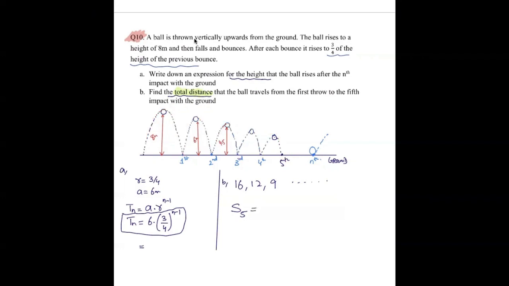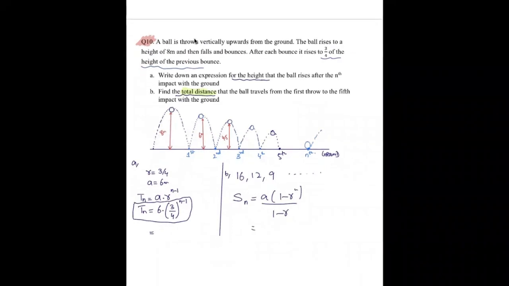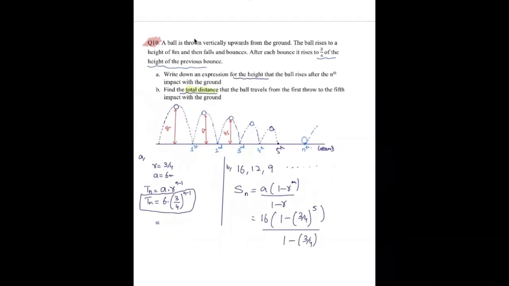So the formula for finding the sum in a geometric progression was Sn equal to a times 1 minus r to the power of n over 1 minus r. The first term is 16. The common ratio, what is going to be the common ratio, guys? It's going to be the same, 3 upon 4, to the power of 5, divided by 1 minus r. Please solve this and give me the value of S5.